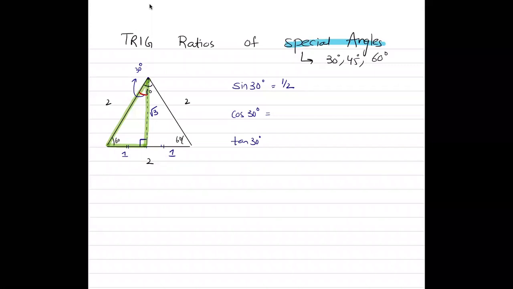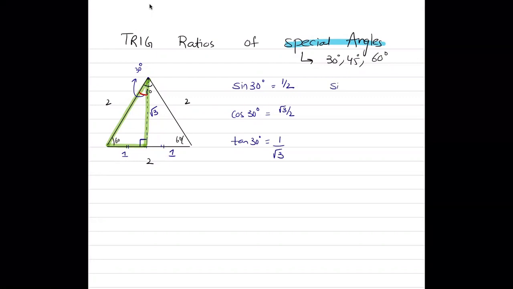Yes. Now using this, what is going to be the ratio of cos of 30 degree? Cos of 30 degree is going to be the ratio of adjacent over hypotenuse. So it's going to come out as root 3 upon 2. Tan of 30 degree is going to be the ratio of opposite, perpendicular, divided by base or adjacent. So 1 upon root 3. These are the exact values. Even your calculator is going to give you the same exact values.